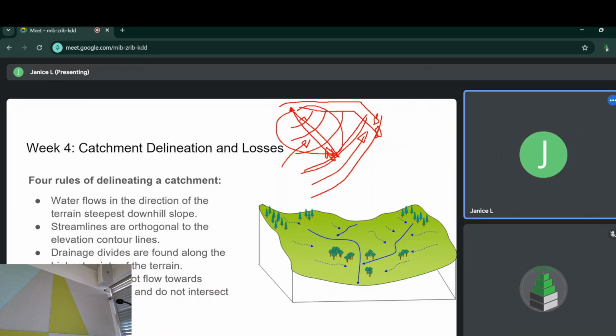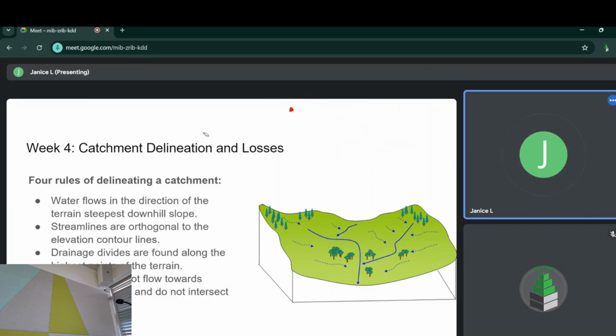Okay, I feel like that got a bit too messy now. Let me just try erasing all of that. Not very good at drawing diagrams, but that'll do. Drainage divides now are found along the highest points of the terrain. I think there might be a slide that explains it a lot better. There's a whole diagram. But yeah, we'll come back to this with a proper visual. And then streamlines do not flow towards drainage divides and do not intersect them. I'll talk about that later as well once I have the correct diagram. Let me just make a note here. Okay, we'll come back to that later down the line.